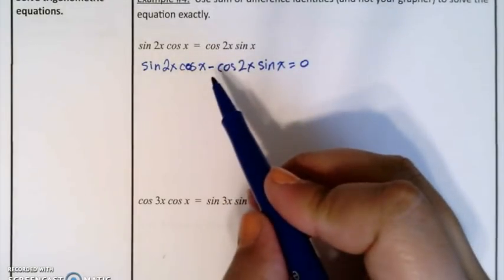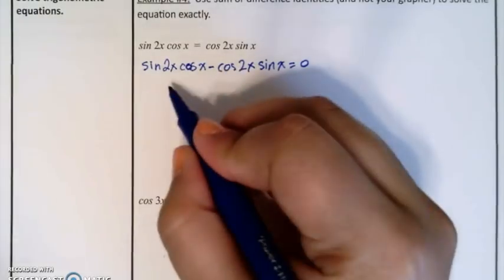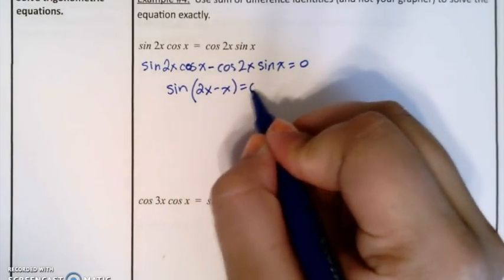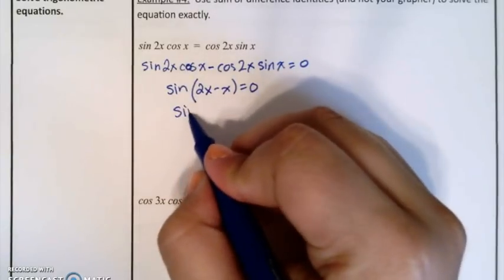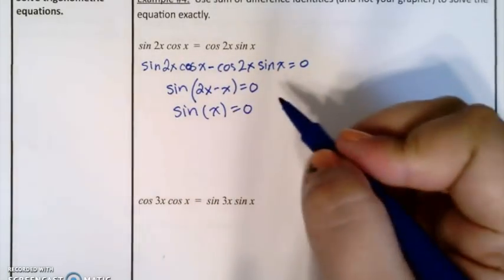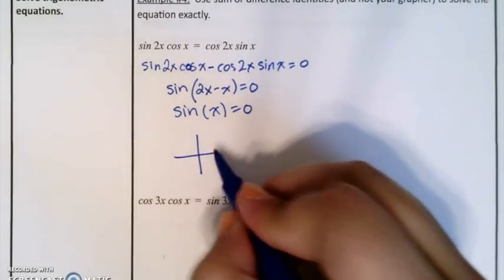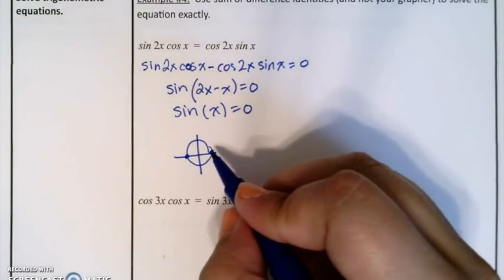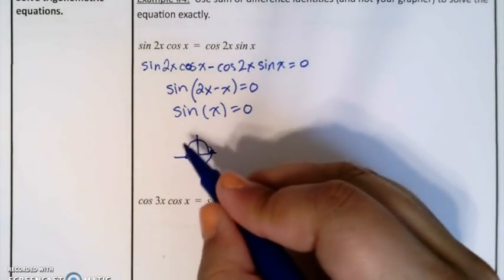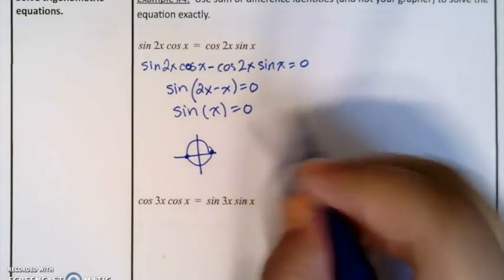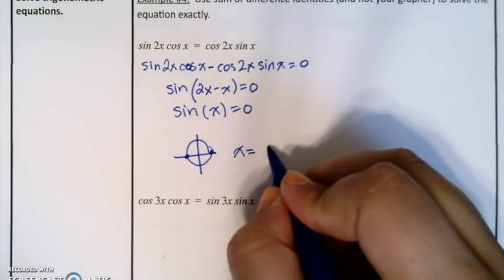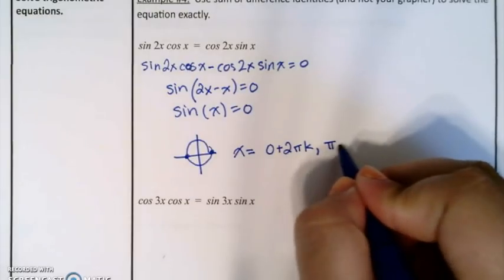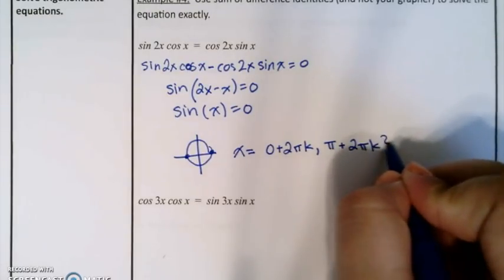Now I can recognize it as sine of a difference. So I'm saying sine of 2x minus x equals 0. Simplifying the argument, sine of x is 0. And then using the unit circle, we can say sine of x is 0 when x equals 0 and pi, but also further rotations, so x equals 0 plus 2 pi k and pi plus 2 pi k.